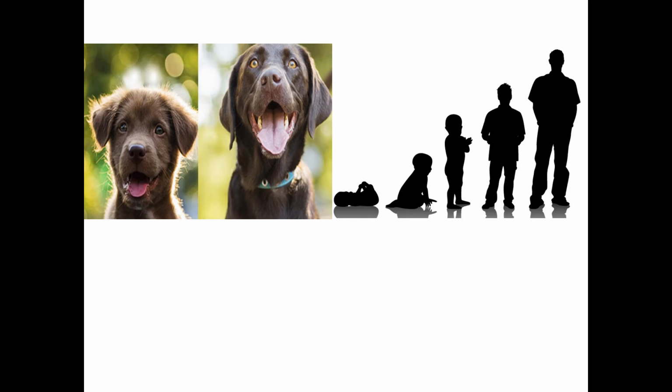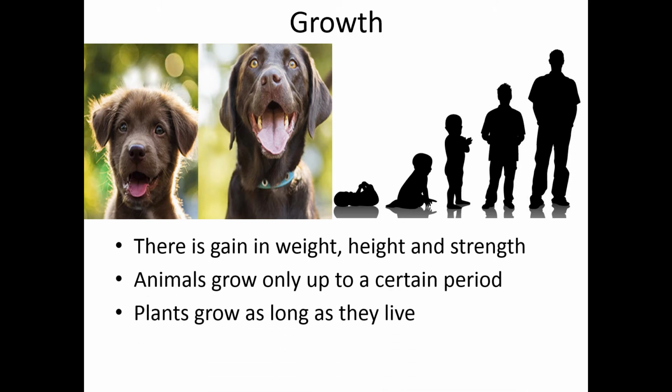Okay, now let us look at this picture. What does this picture show? The first shows a small puppy that has grown into an adult dog in its later stage of life, and a small baby that slowly, steadily has grown into a full-grown man. So the first characteristic that we are going to study is growth. Now what is growth? Growth is gain in weight, height and strength. So when there is a gain in weight, when you become taller or when you become stronger, that means growth has taken place. Let us see with a few examples.